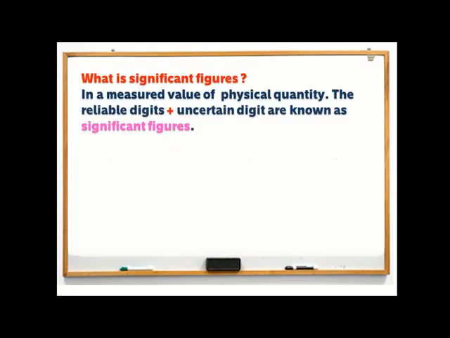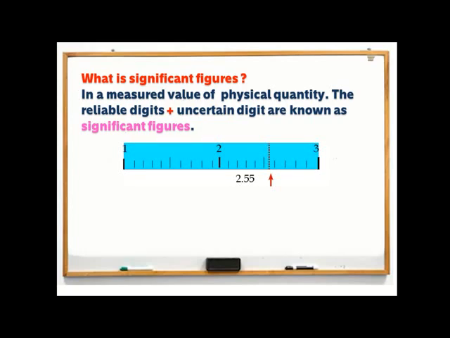First let's see what significant figures are. In a measured value of a physical quantity, the reliable digits plus one uncertain digit, taken together, are called significant figures.